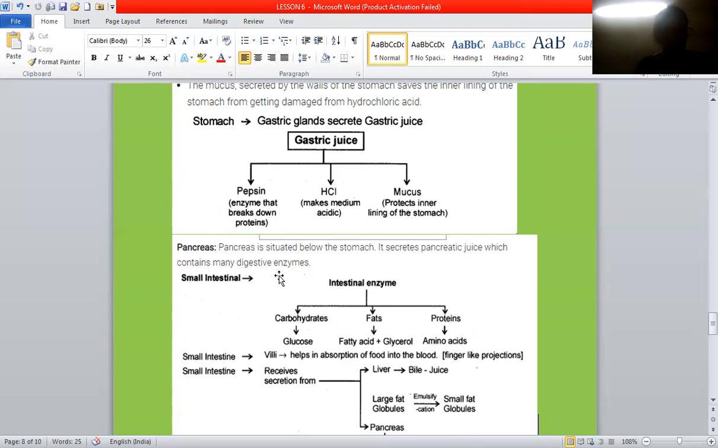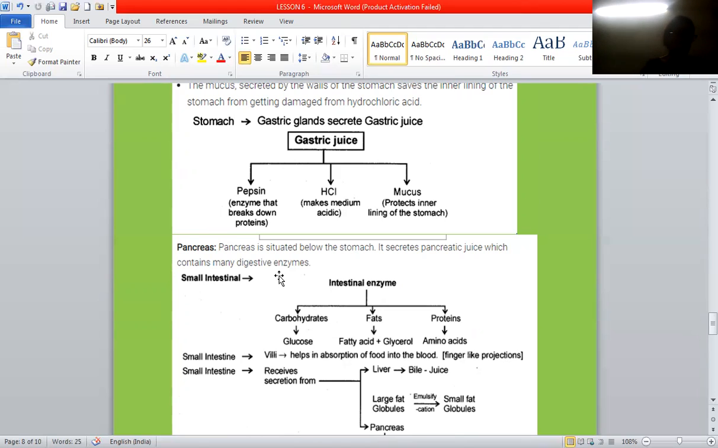The other function is that bile salts make the medium alkaline. It makes the medium alkaline in the intestine and helps the intestinal enzymes to digest the food. As you know, food coming from the stomach is acidic in nature. Now this bile juice is making the medium alkaline. Why? Because pancreatic enzymes act only in alkaline medium.